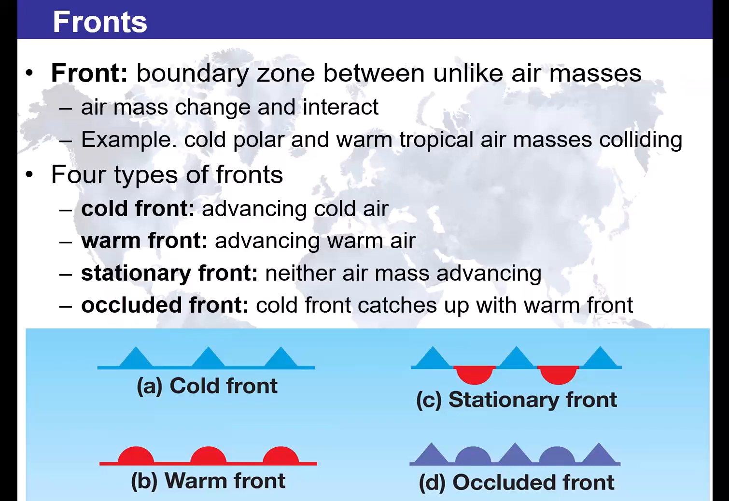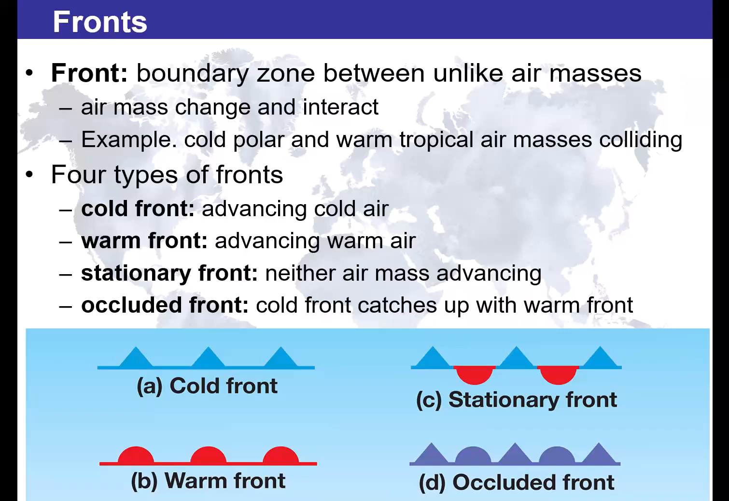So in its most basic form, a front is going to be that boundary zone between unlike air masses, right? And so this is the critical component. Because it's an unlike air mass, in its simplest form we can think of it as a cold air mass and a warm air mass. And remember that this is only relative to each other, so there doesn't have to be an incredible temperature difference between the two. It just means that one air mass is going to be cooler than another air mass, which will be warmer.